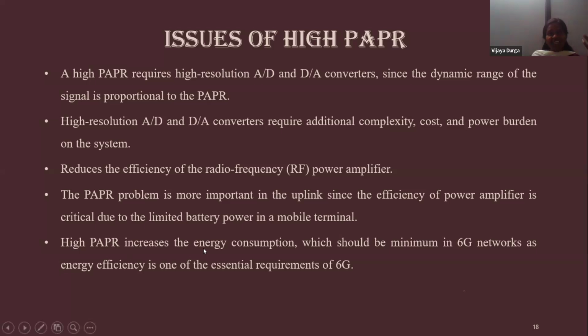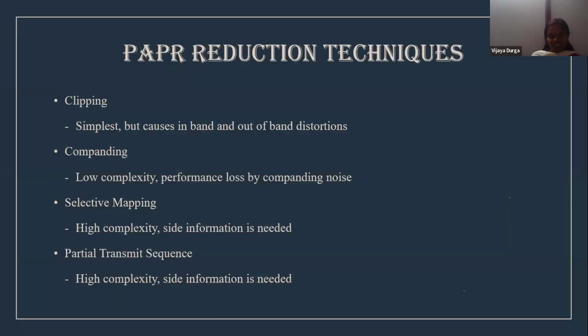High PAPR increases the energy consumption, which should be minimum in 6G networks, as energy efficiency is one of the essential requirements of 6G. Energy efficiency is one of the performance metrics of any communication system, not only 6G. So that's why you need to reduce the PAPR. That is also one of the research areas.